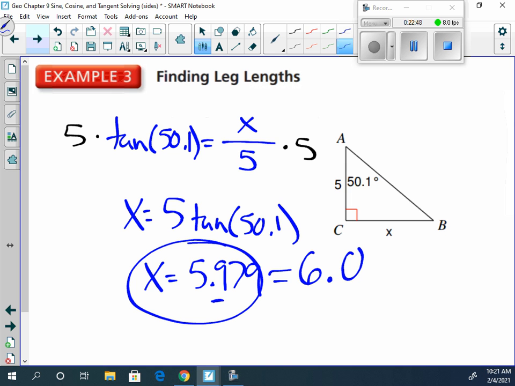Oh yeah, the hundredths place, if we did hundredths, it would be 5.98. If we're doing hundredths place, it'd be 5.98. If we're doing tenths, it goes to 6.0. Yeah, I see what you're saying.